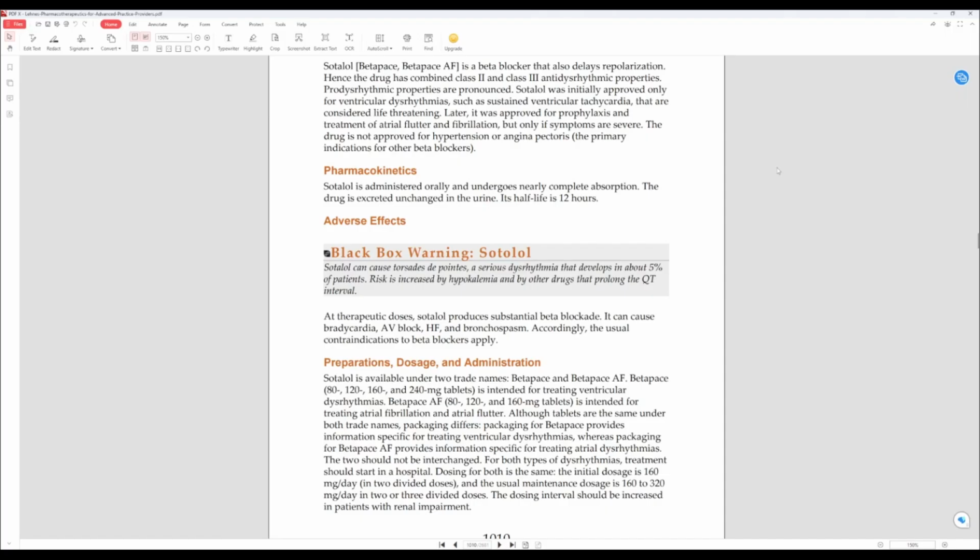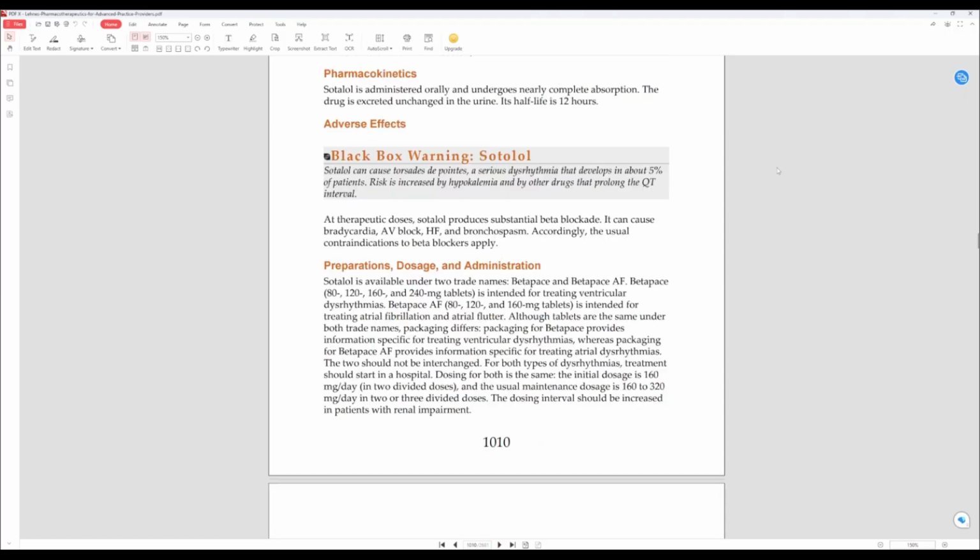At therapeutic doses, sotalol produces substantial beta blockade. It can cause bradycardia, AV block, heart failure, and bronchospasms. Accordingly, the usual contraindications to beta blockers therefore apply.